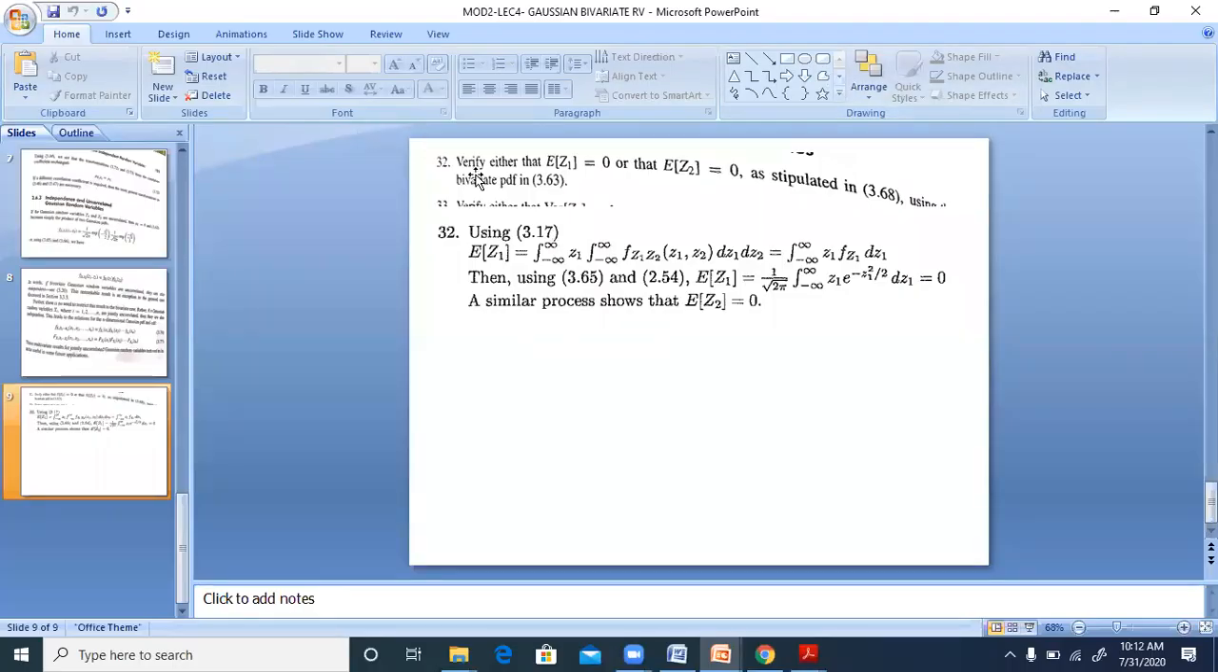So here you have to verify that E of Z1 equal to 0 and E of Z2 equal to 0, as stipulated in 3.68, using the bivariate PDF of 3.63. Okay, so whatever is there in 3.63 and 3.68, those are to be considered. And if you use 3.17 in the 3.63, then we will get correspondingly that.